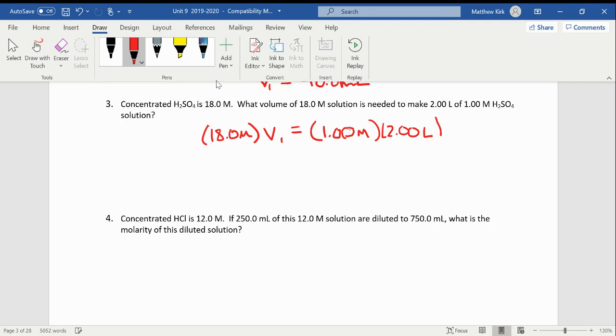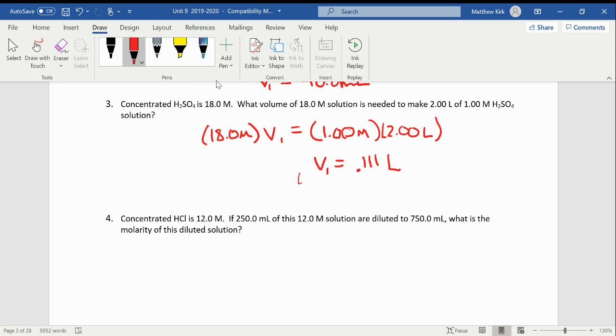So that would be my setup. So again, we would just divide both sides by 18. So 1 times 2 divided by 18. And I would get my V1 as, let's see, how many sig figs? I think 3 sig figs. Yep, 0.111. And then volume units have to be consistent. So V2's in liters, so my unit would be liters.